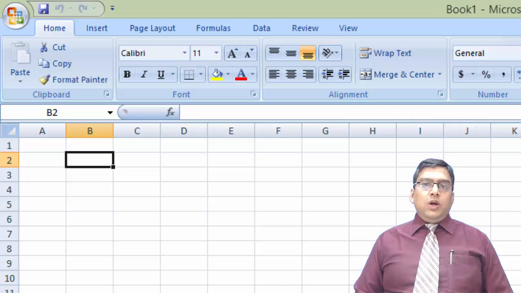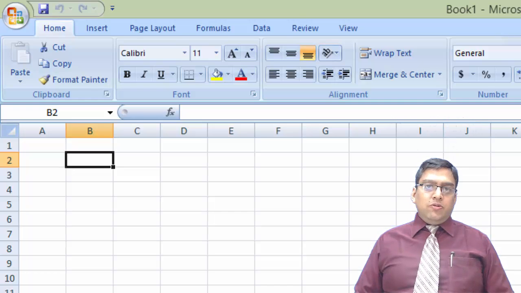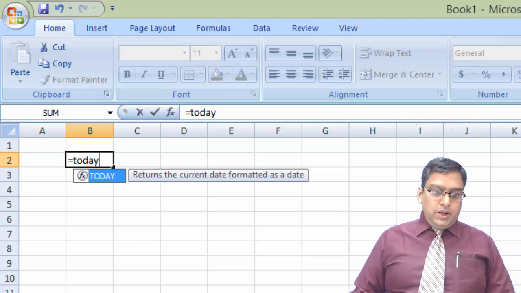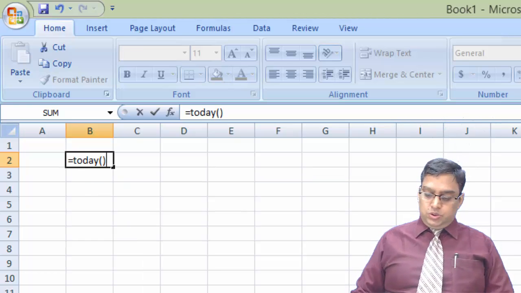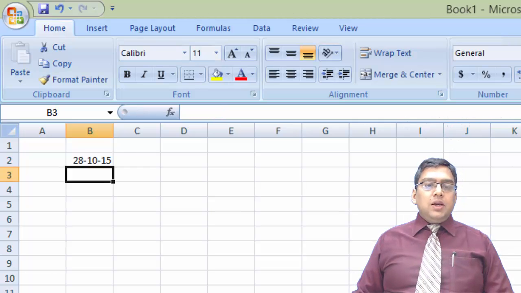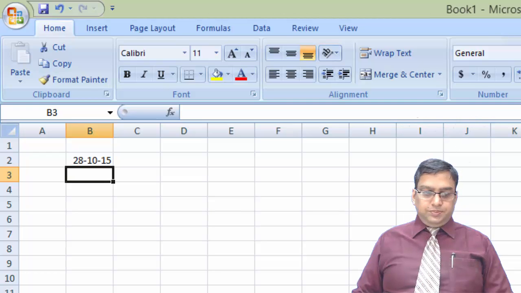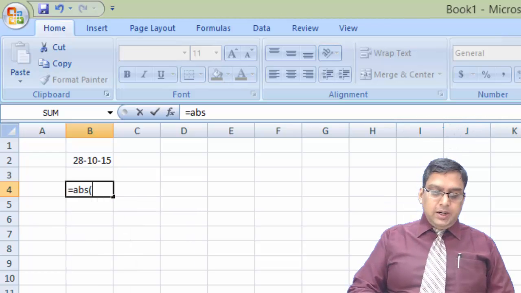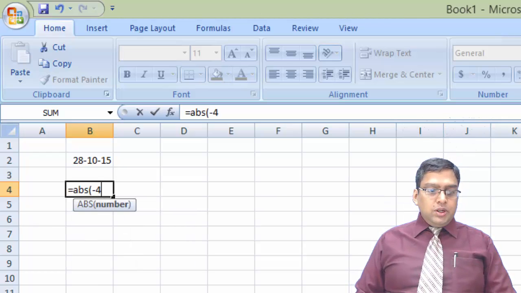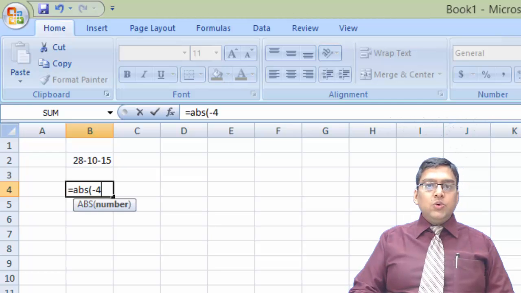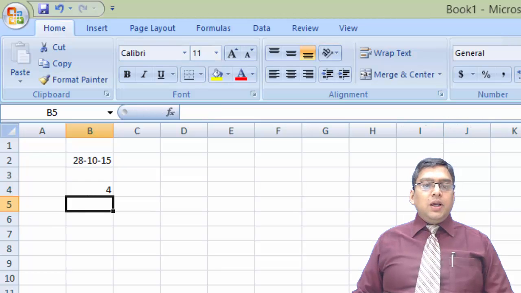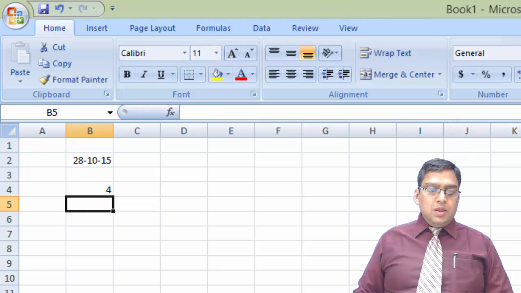Let's take an example. We will implement the TODAY function in the Excel sheet. Equal to TODAY, open bracket, close bracket. Automatically the date is shown in the active cell. Then equal to ABS, bracket start. Let's say -4 is my value, or you can use any reference here. That is automatically converted into 4.